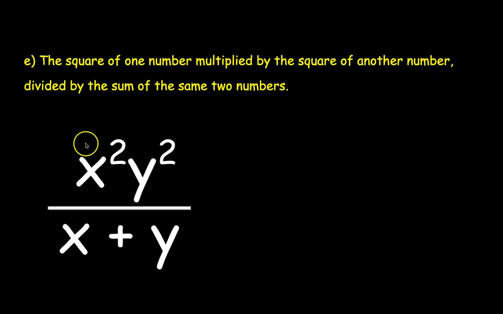Right, there's the square of one number, and you could have used any variables you like. I'm going to just use x and y most of the times. Multiplied by the square of another number, divided by the sum of the same two numbers. Right, there's the divided, and there's the sum of the same two numbers at the bottom.